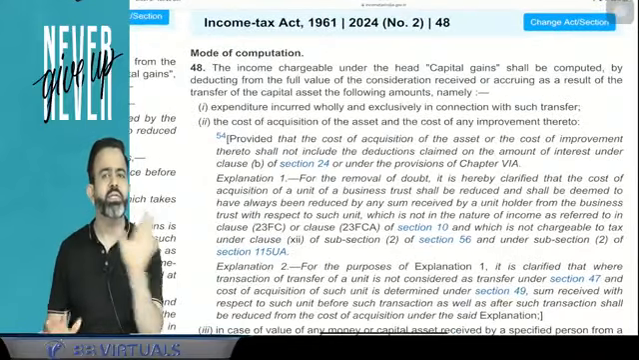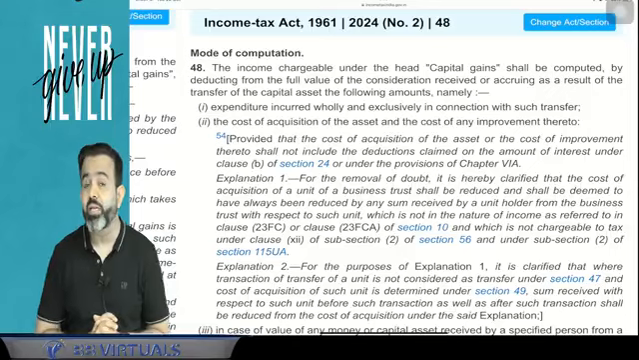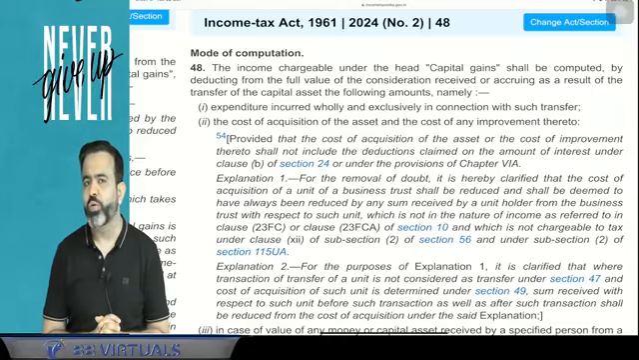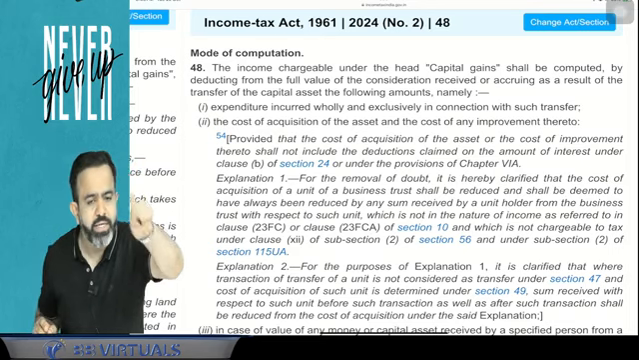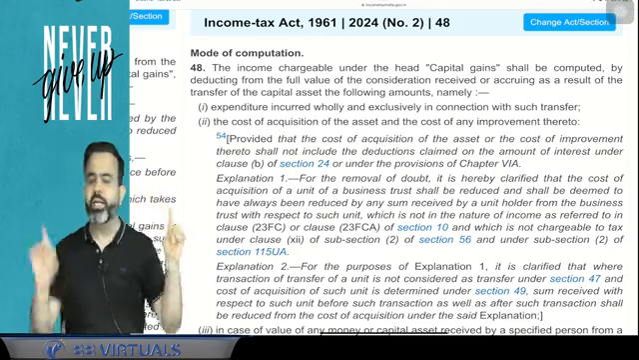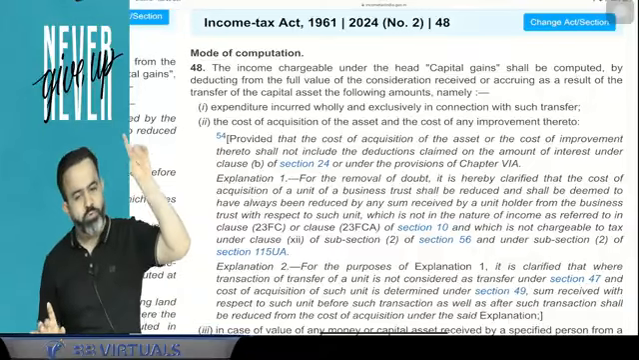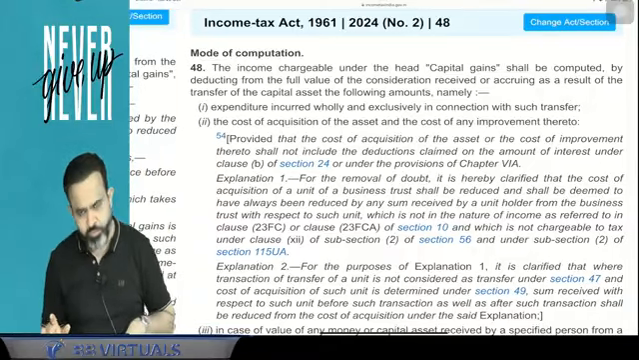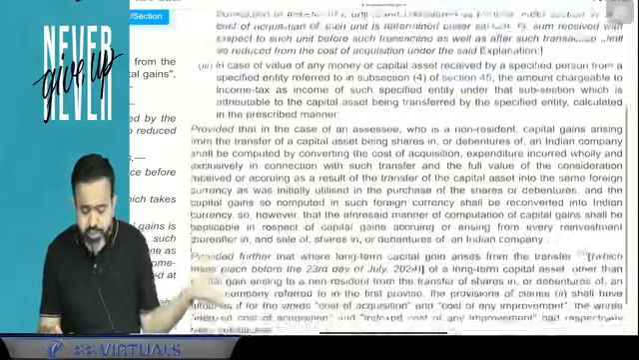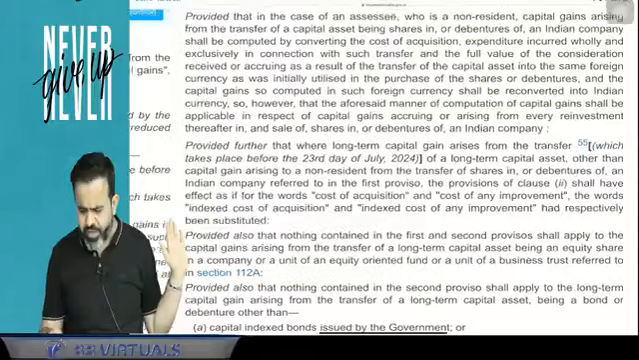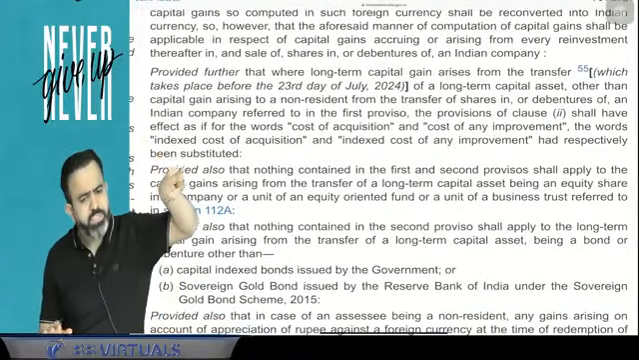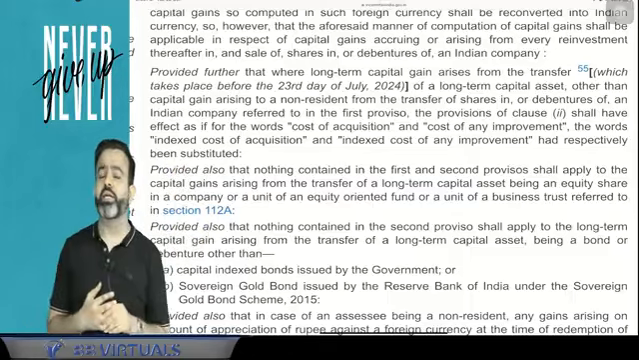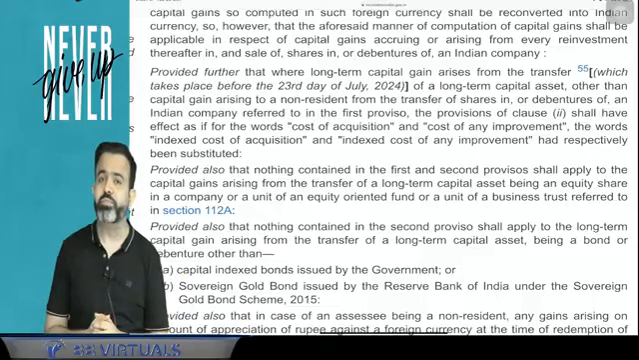Even if you have transferred the asset, like an immovable property, on or after 23rd of July 2024, for the computation of capital gain indexation is not available from 23rd of July 2024, because while computing the capital gain they clearly mention that this index benefit is available only if the asset is transferred before 23rd day of July 2024.